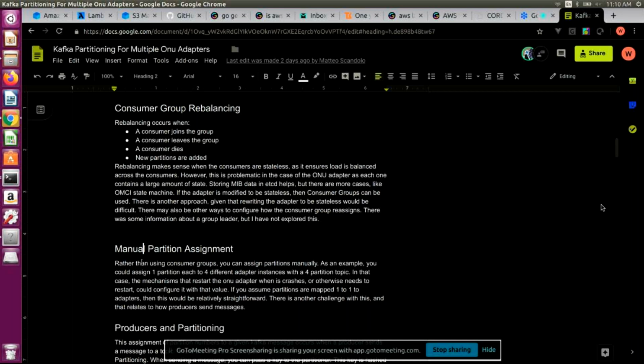Manual partitioning, you just choose. You manually manage which partition an adapter is assigned to, and you can control some part of how the rebalancing occurs.